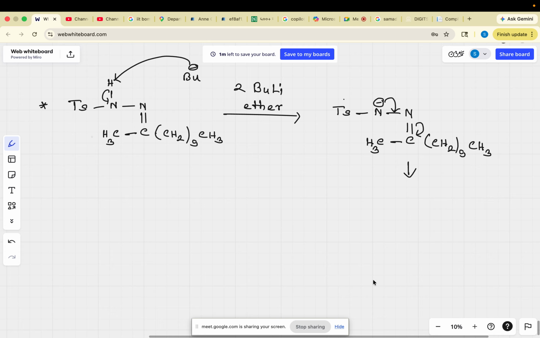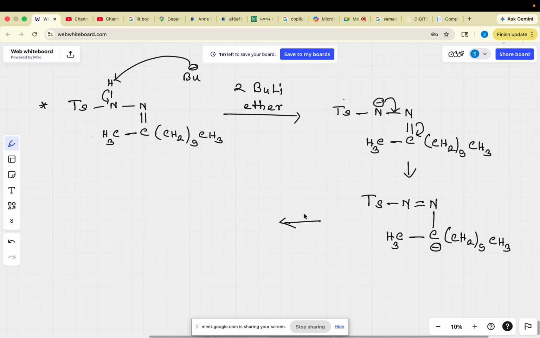So what will happen? You can draw like this: tosyl nitrogen double bond nitrogen. Here you have carbon. Carbon is getting negative charge. Here you have CH3, CH2 whole 5 CH3. That is the thing. Now this is your one equivalent of butyl lithium we have used. So you have another equivalent of butyl lithium.